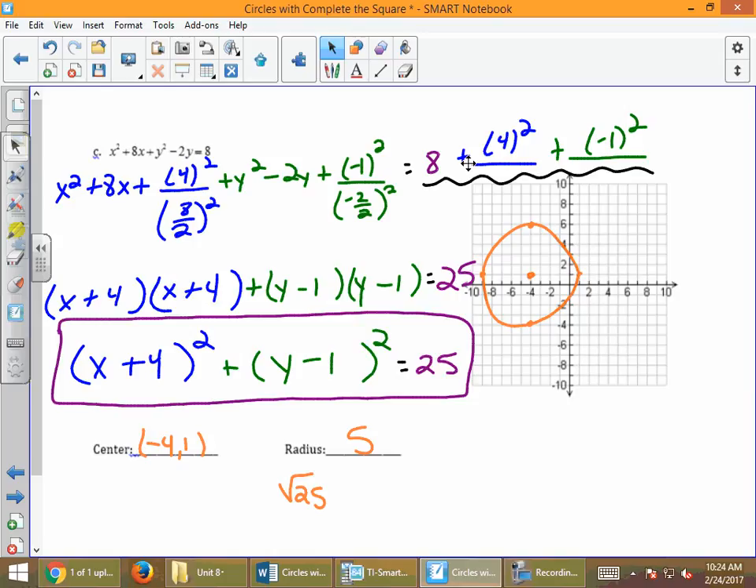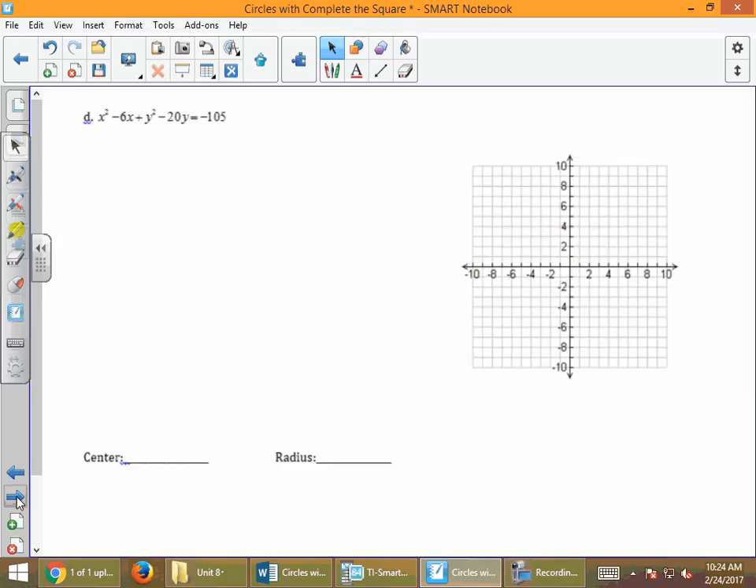Some of you guys walking around, you're moving on your own, doing a great job. Let's try another one. And this one, I'm going to show you the shortcut. Try to make it a little bit easier because you're starting to recognize patterns now. That's great. So let's look at number D up here.